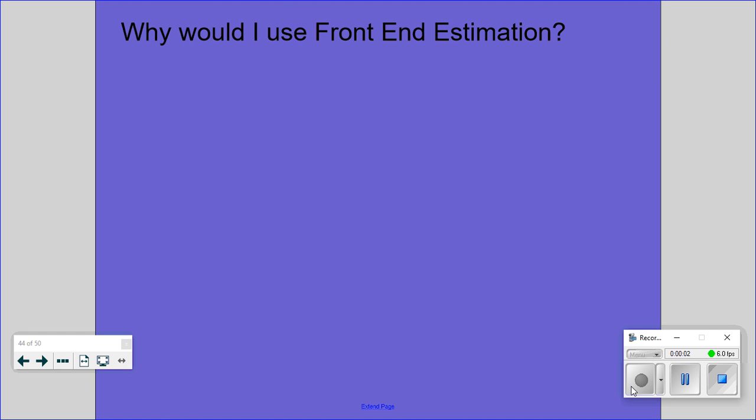Started looking at this idea of front-end estimation. And you wrote in your notebook why front-end estimation. Read what you wrote. And then tell me, why on earth would I use front-end estimation?